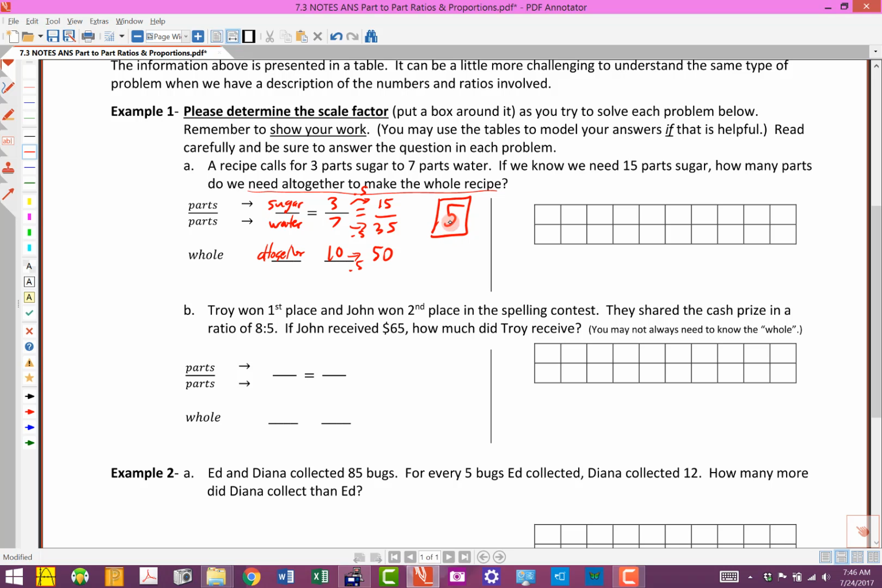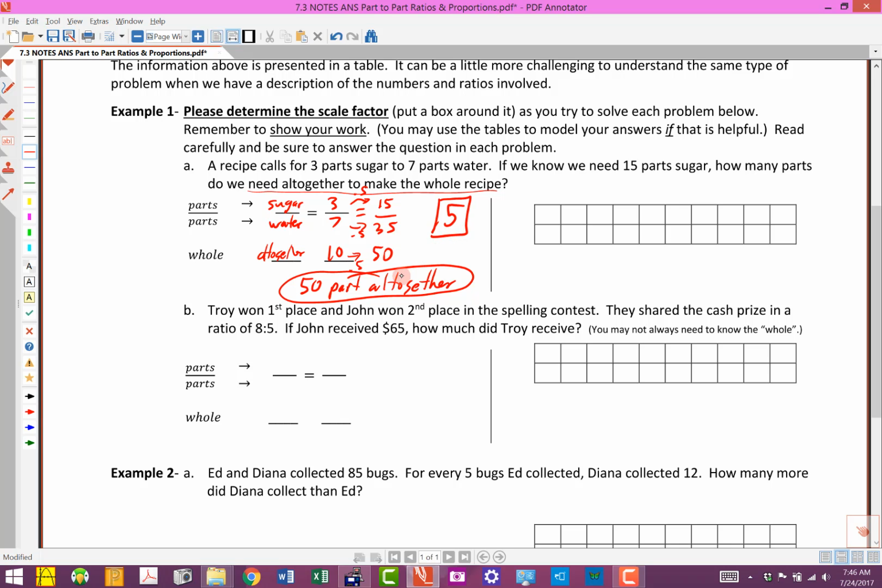So there's the scale factor, and that's how many parts we'd need altogether. And then don't forget to answer the question. So we'd say 50 parts altogether. Okay, so I'm going to circle the answer. So a box around the scale factor, and then a circle around the answer.